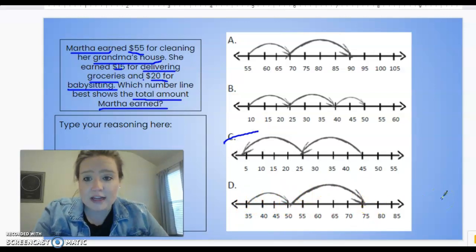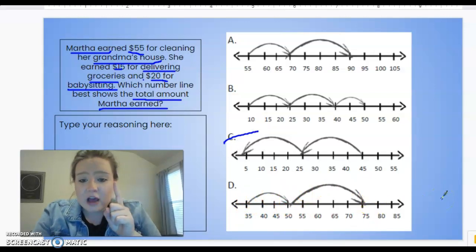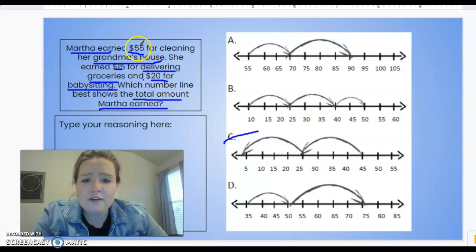Okay, so now I've already done process of elimination and I eliminated one answer choice, and now I have 3 answer choices left. So she earned $55 for cleaning her grandma's house. Okay, when you're looking at your number lines, you need to be mindful of where they start. Sorry, this one starts at 55, this one starts at 10, and this one starts at 35.